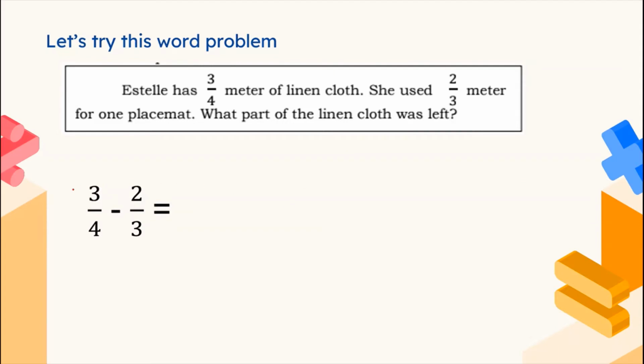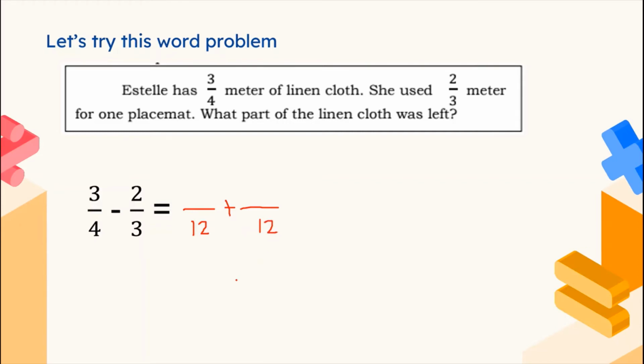Since these two fractions are dissimilar fractions, we need to find first their LCM, and that will be their least common denominator. Okay? So the LCM for 4 and 3 is... You know already the answer? Very good. The LCM for 4 and 3 is 12. Okay, so let us write it here. We have here 12 and the other 12 here.